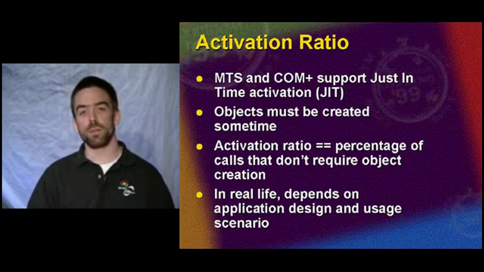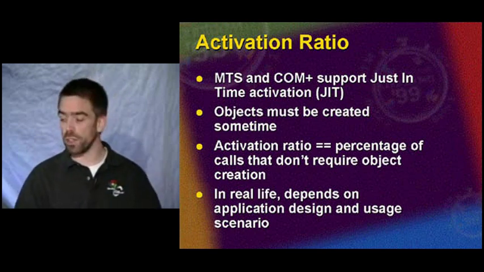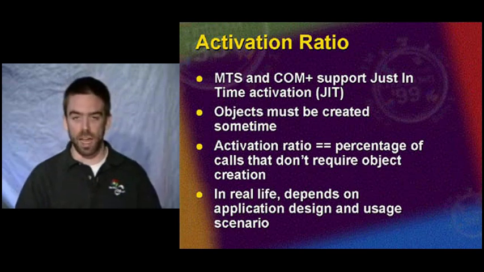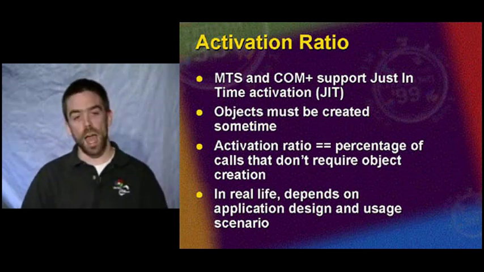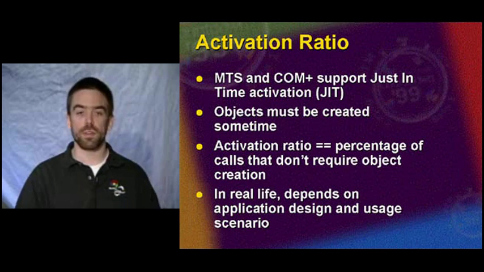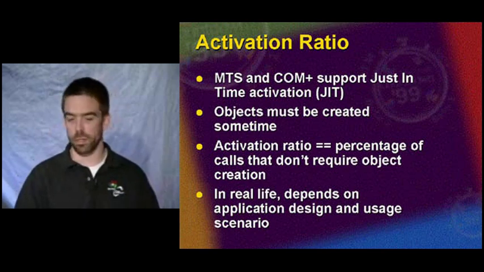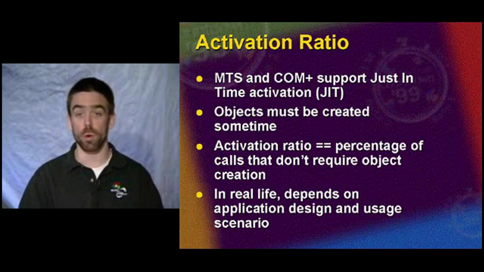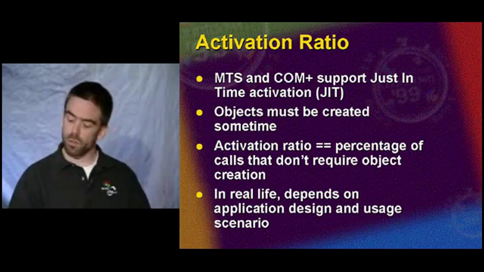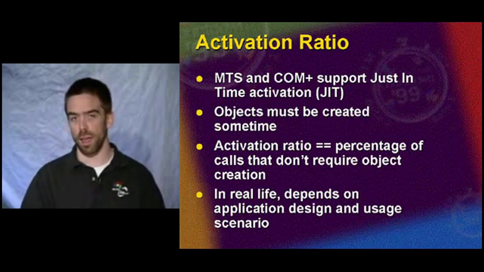However, even if you say you're using JIT, you are using just-in-time activation and holding on to references between method calls, objects still must be created at some point. So I introduced the concept of activation ratio, which is, as I define it, the percentage of calls that don't require an object creation. Now, in real life, this depends a lot on the actual scenario you're using. It depends on the application, of course, on whether or not the client holds on to a reference between method calls, but it also depends on the usage patterns of that application.